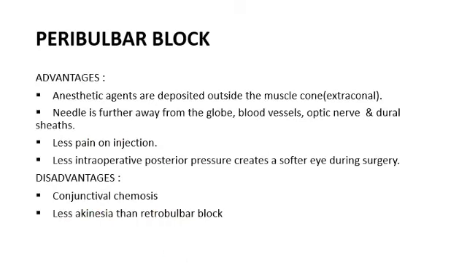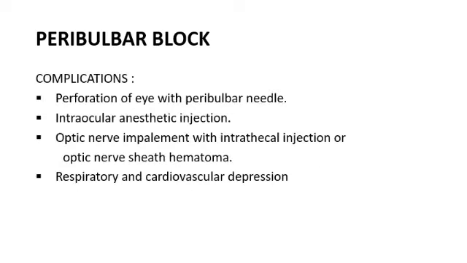So what are the advantages? The anesthetic agents are deposited outside the muscle cone, that is extraconal, and the needle is away from the globe, the blood vessels, the optic nerve and the dural sheaths. There is less pain and less intraoperative posterior pressure, which creates a softer eye during surgery. Disadvantages are that it can cause a conjunctival chemosis and there is less akinesia than with a retrobulbar block.